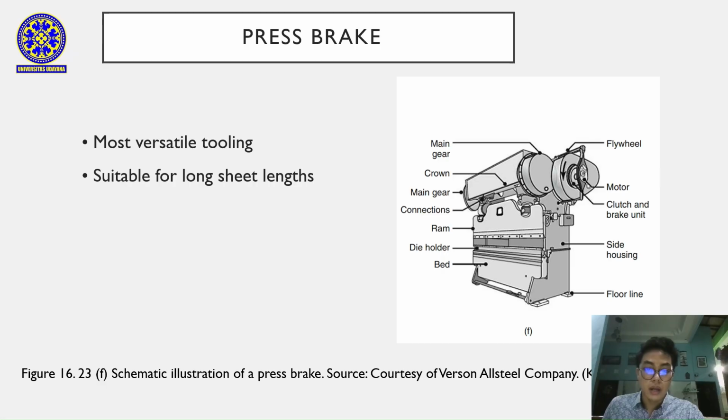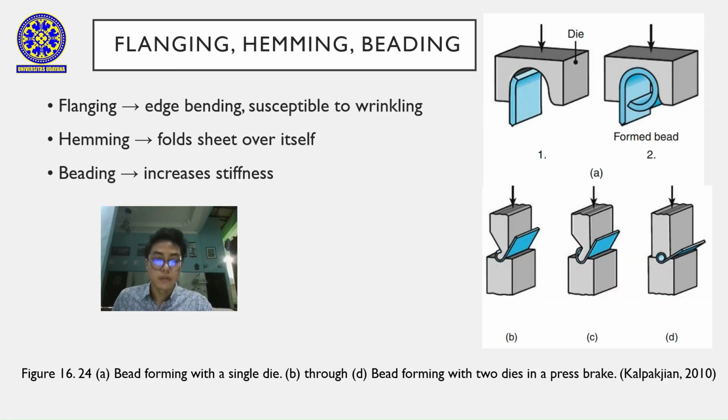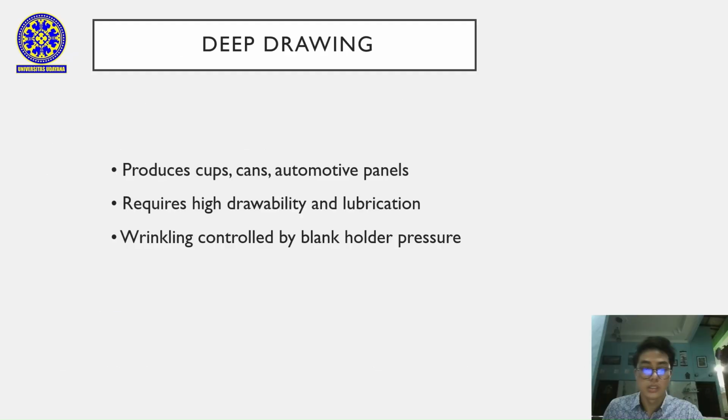Press brakes are highly versatile machines used for long sheet bends. Tooling flexibility allows rapid changeover, making them suitable for both low volume and custom operations. However, dimensional repeatability depends strongly on operator setup and tool condition. Flanging forms a bent rim and is prone to edge wrinkling if blank holder pressure is insufficient. Hemming folds material back onto itself to produce aesthetically clean and safe edges. Beading locally stiffens sheets by thickening the cross-section in selected zones.